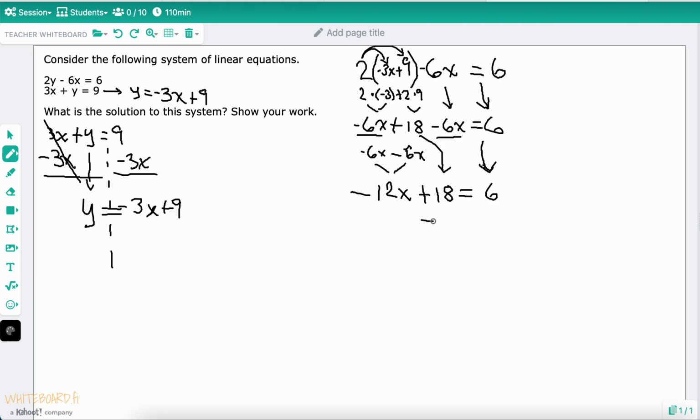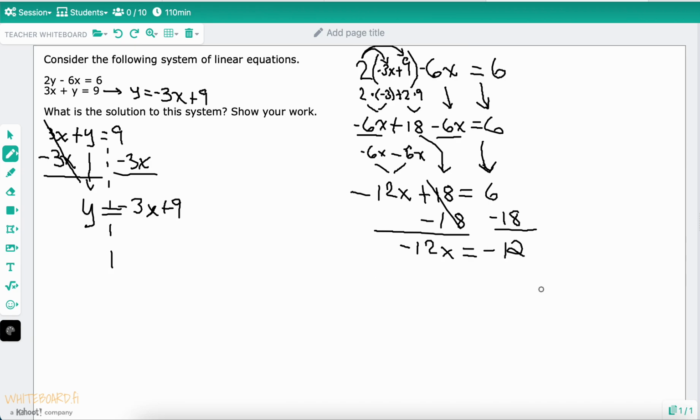You can take away 18 from this side as the inverse of plus 18. But if you do it on the left side of the equal sign, you have to do it on the right side of the equal sign to keep the equation balanced. So as we did before over here, we can cross these out, and I'm left with negative 12x. And what I have on the other side is 6 minus 18, which is negative 12.